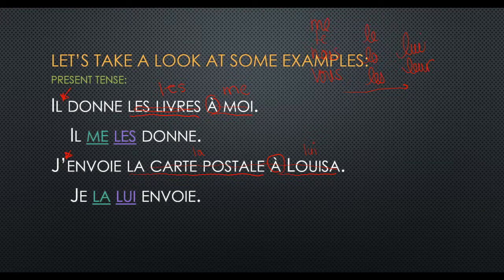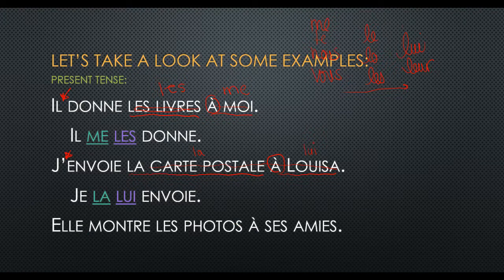Okay, let's do one more. Now, elle montre les photos à ses amis. Okay, so where is my direct? What is being shown? That is going to be my photos. So again, my only choices are le, la, and les. So I'm going to rewrite above it that it's going to be replaced with les. Now again, à ses amis, that is going to be my indirect. How many friends am I showing photos to? Plural friends, so that is going to be leur.